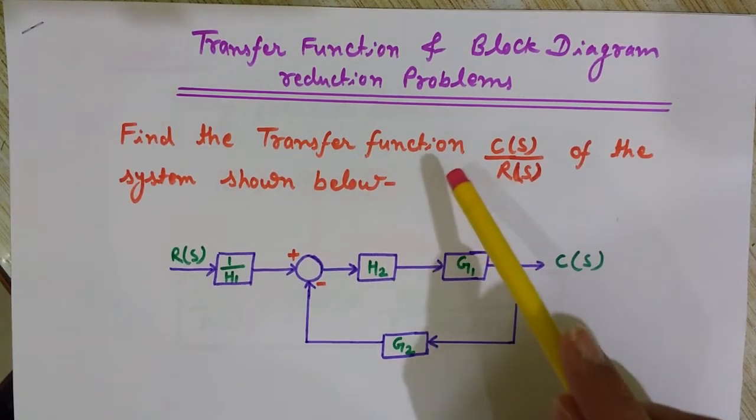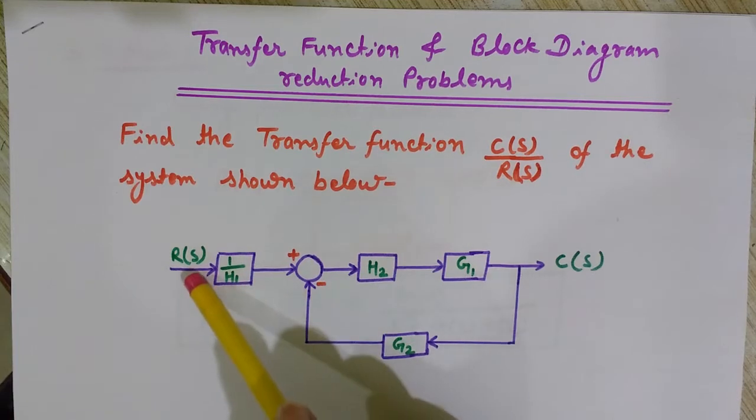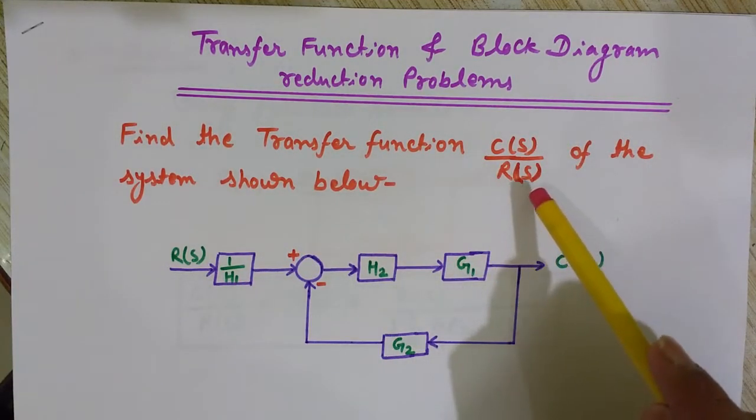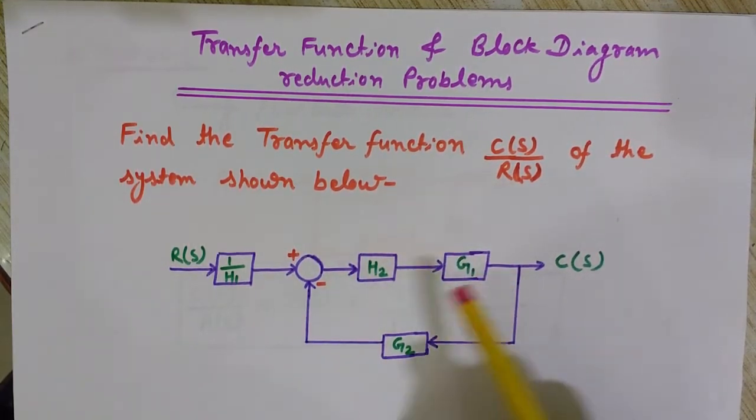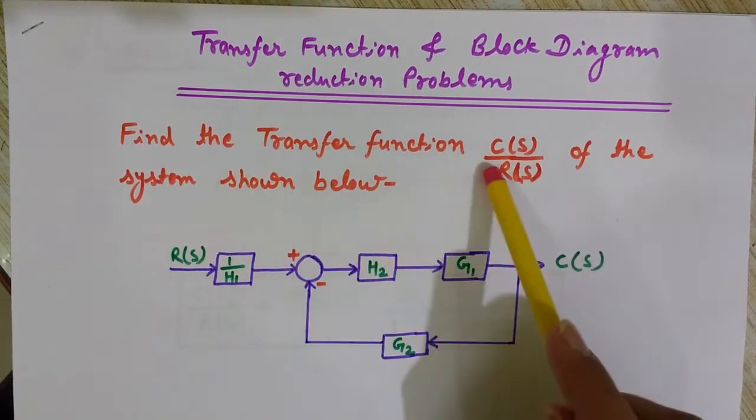We know that the transfer function is C(s) by R(s). Here C(s) is the output and R(s) is the input side. So C(s) by R(s) is our aim to find the transfer function of this given block diagram. So here we will learn how we can reduce this block diagram into a simple form, then it would be easy to find the C(s) by R(s), that is the transfer function.